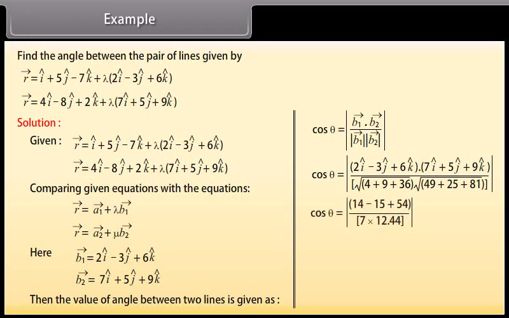Cos theta equals the modulus of (14 minus 15 plus 54) divided by 7 into 12.44, which equals the modulus of 53 by 87.08. Theta equals cos inverse of 53 by 87.08. Theta equals 52.51 degrees.